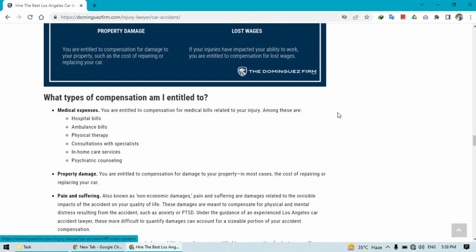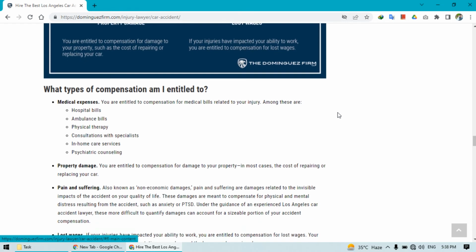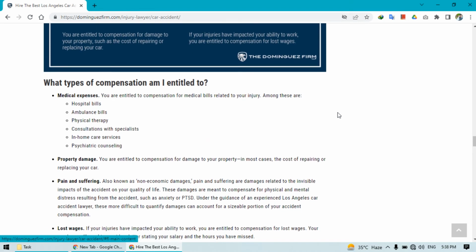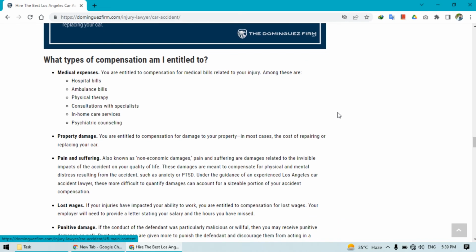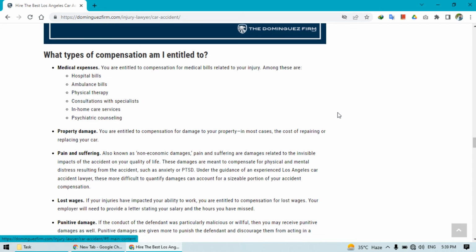So let's discuss what type of compensation am I entitled to. Medical expenses. You are entitled to compensation for medical bills related to your injury. Among these are hospital bills, ambulance bills, physical therapy, consultations with specialists, in-home care services, psychiatric counseling. Property damage. You are entitled to compensation for damage to your property. In most cases, the cost of repairing or replacing your car.